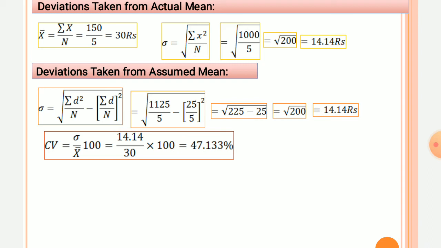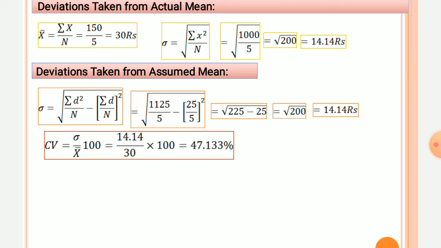So when we simplify this, root of 225 minus 25 comes, which is equal to root of 200. So the square root of 200 is equal to 14.14 rupees. So both methods give us the same answer, 14.14.